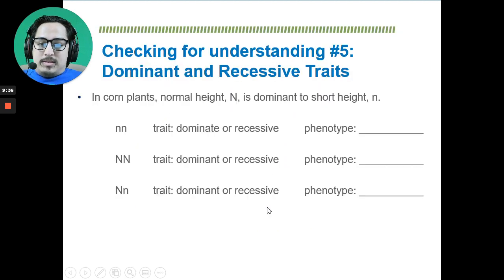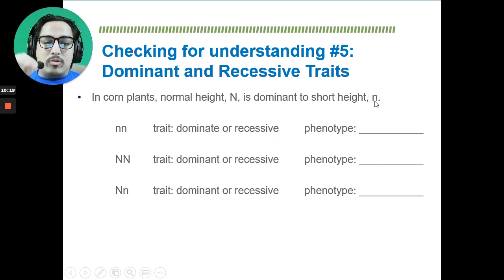More practice. So check for understanding number 5. We're going to be comparing the dominant or recessive, right? So here, in corn plants, normal height is capital N. That is dominant to short height, so lowercase n. First of all, and I forgot to put it here, when you have these letters, is that dominant or recessive? That's recessive because both of them are lowercase. I cannot do it, but I want you to do it. Circle recessive. If you don't do it, you're losing points. Circle recessive.